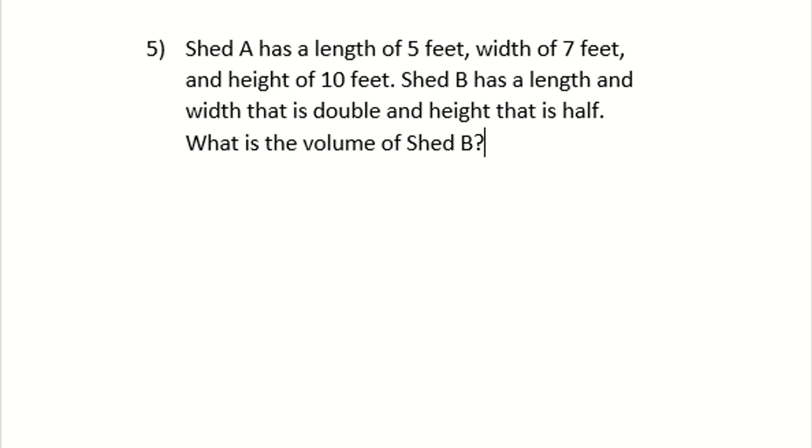All right, number 5. Shed A has a length of 5 feet, width of 7 feet, and height of 10 feet. Shed B has a length and width that is double and height that is half. What is the volume of shed B? Okay, it's kind of wordy, but not bad actually. It's not a difficult question. Here we go. Let's list it out to make us understand it more, because I can see y'all trying to read this question and be like, what's going on? What are all those numbers? All right, it's a little cluttered. Let's declutter a little bit.